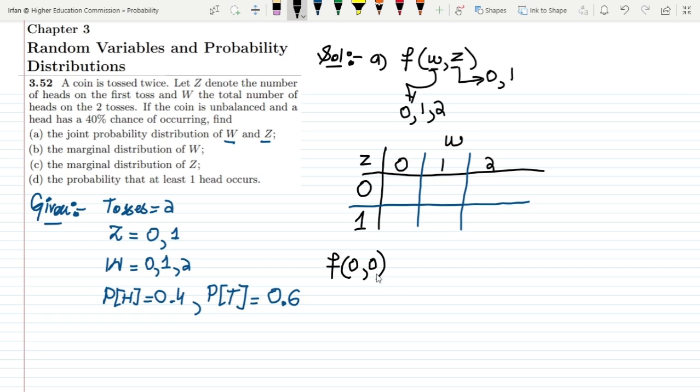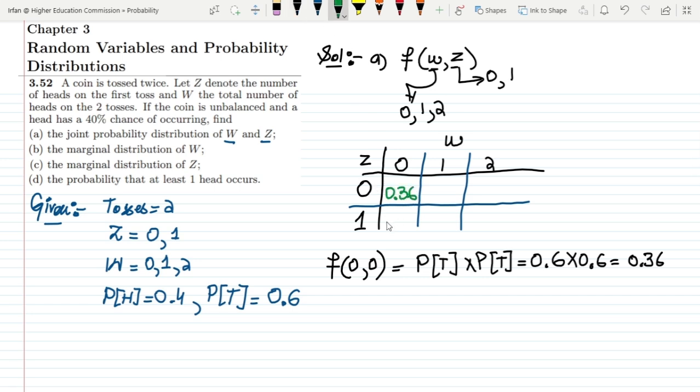F(0,0), what does it mean? That the number of heads in the first toss is 0 and the total number of heads is also 0, so therefore two tails have occurred. So I have to multiply the probability of tails by the probability of tails, and that would be 0.6 multiplied by 0.6, which is 0.36. Let me represent the value here: this is 0.36.